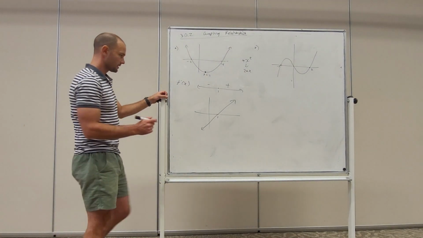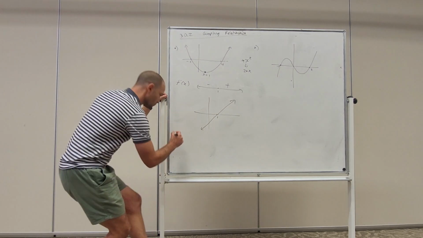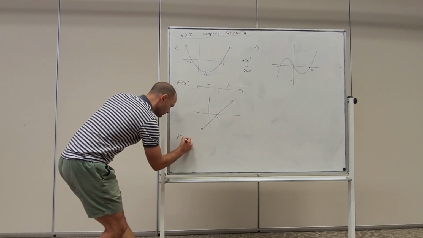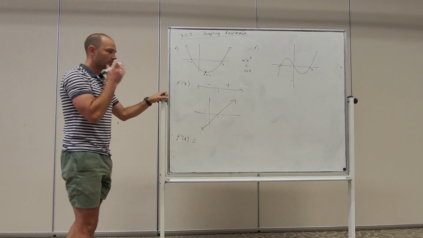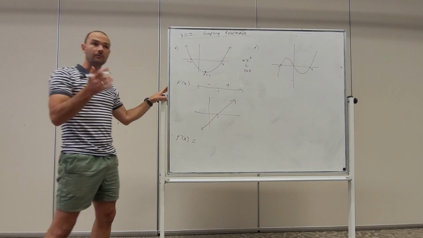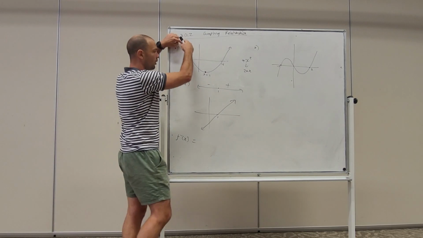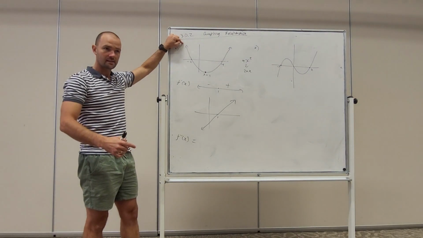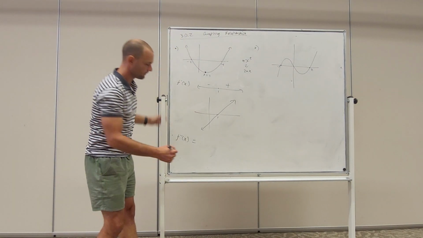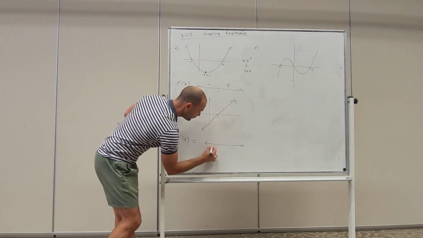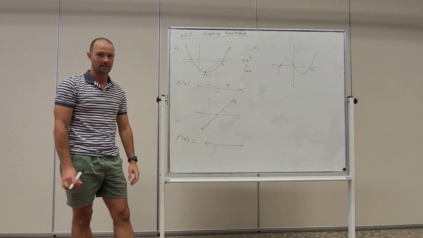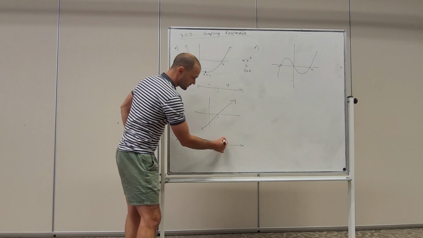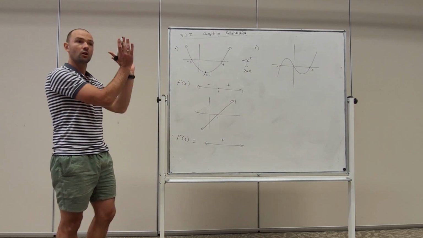Okay, let's move on to the second derivative. So now I want to draw the sign diagram of the second derivative. And what we should see is that the function is always concave up. It doesn't have any points of inflection, which means there are no roots on the sign diagram of the second derivative, and it's always positive because it's always concave up.